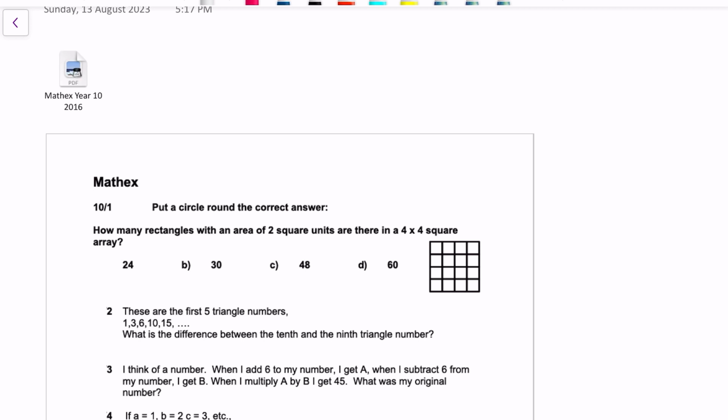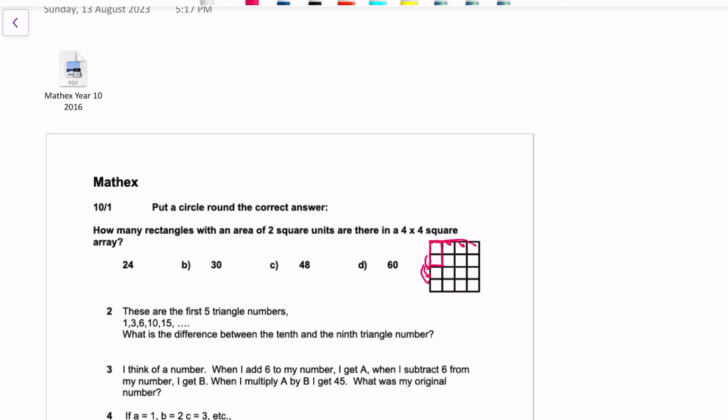So, if we start in the top left corner, we could have a rectangle like that. So 2 square units means 2 by 1, right? So we could have that one there. So 1 to the right, or 1 to the right, or 1 to the right. So that's 4 different possibilities. Or we could shift them down. So there's another 3, so that makes 12 possibilities.